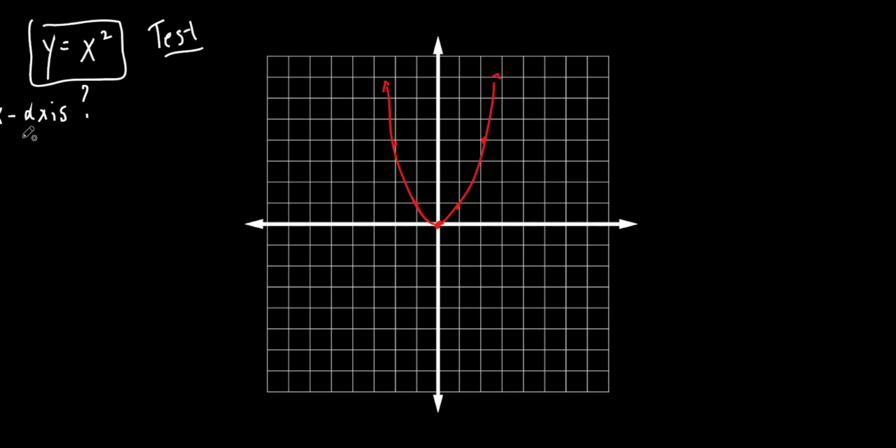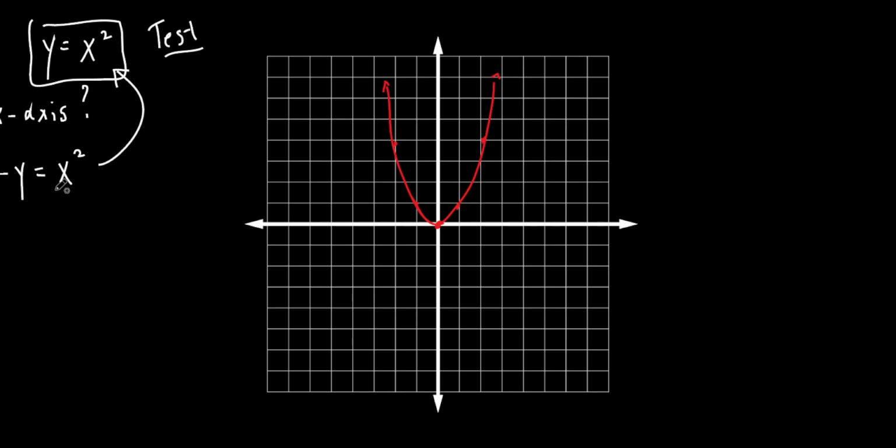So I keep the x the same and I change the y. So I would go negative y. So what I want to see is, is this the same as this? If it's the same, then it's symmetric. If it's not the same, then it's not symmetric. Okay. All right.